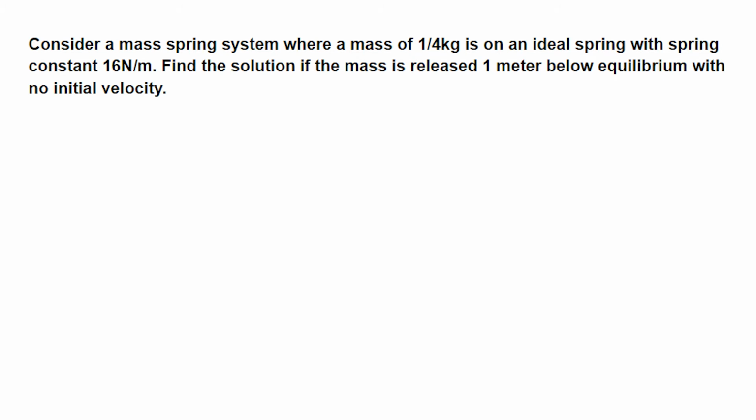Let's start small and begin our focus by looking at a problem that's undamped and has no external forces. Consider a mass spring system where a mass of 1/4 kilogram is on an ideal spring with spring constant 16 Newtons per meter. Find the solution if the mass is released 1 meter below equilibrium with no initial velocity. We can pull the constants out of this word problem and plug them into our mass spring system equation.